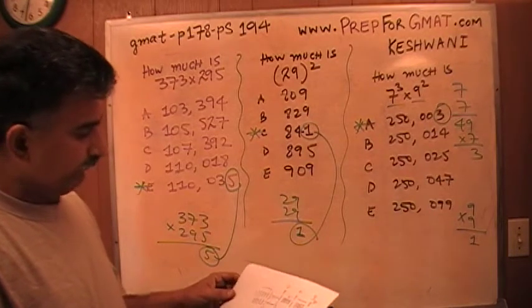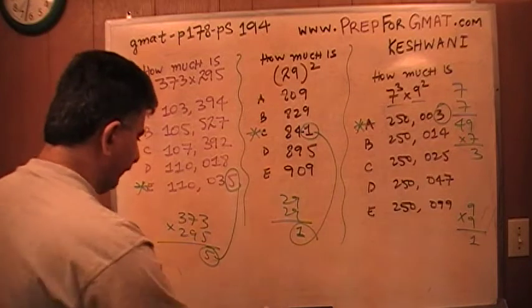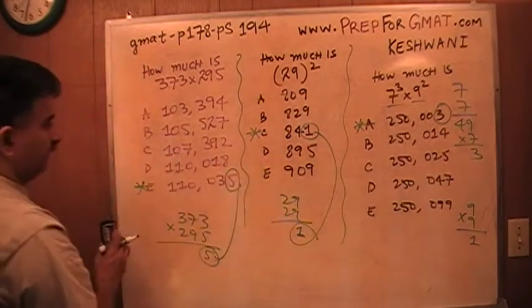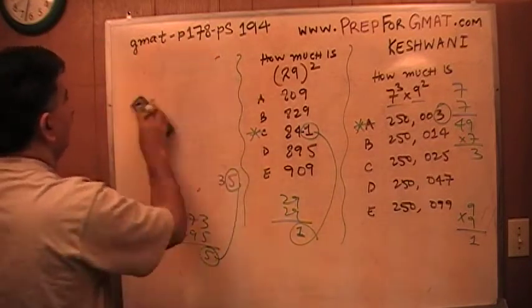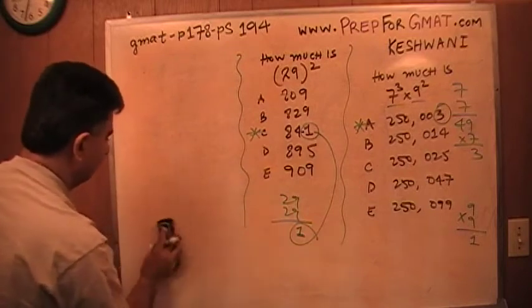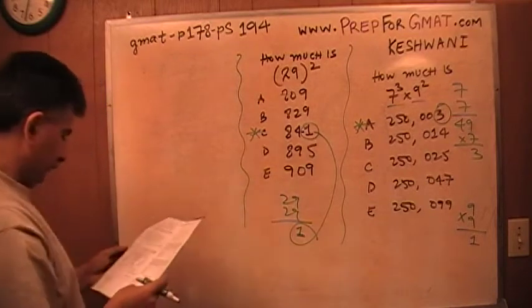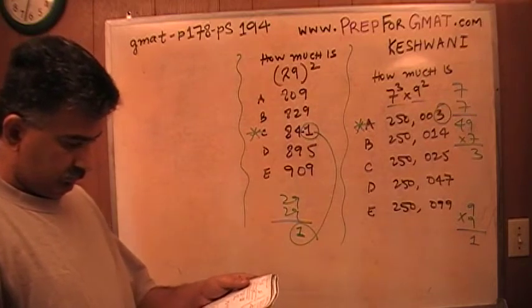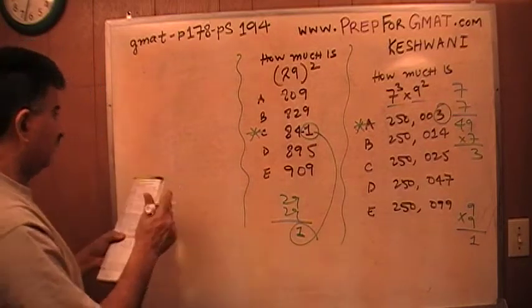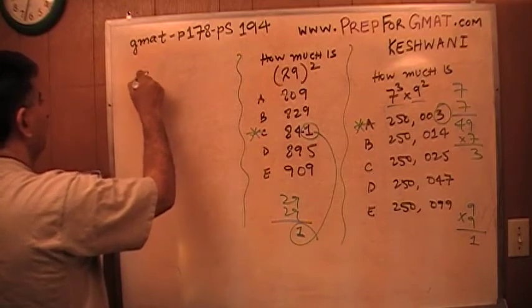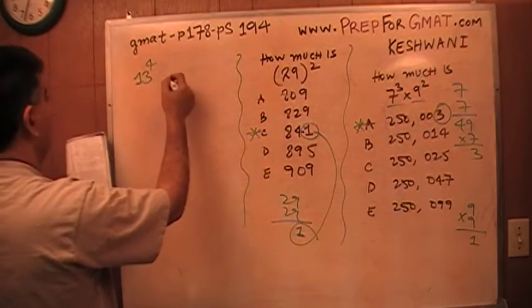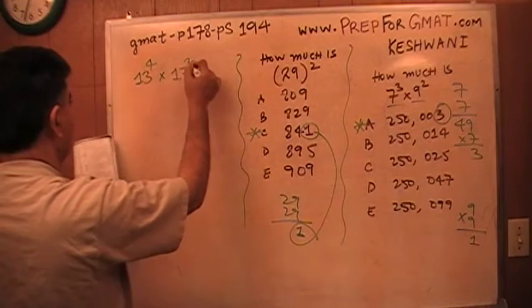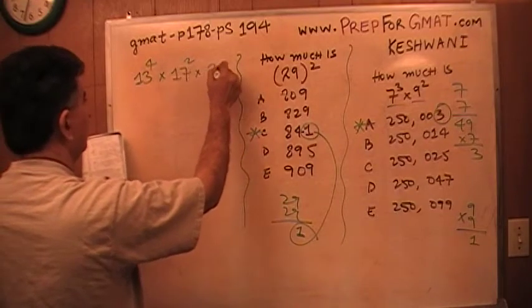Let's see what happens. I need the room, so I'm going to erase one of these. I'm going to erase this one here. Question is, what is the unit digit of 13 to the 4th times 17 squared times 29 to the 3rd?